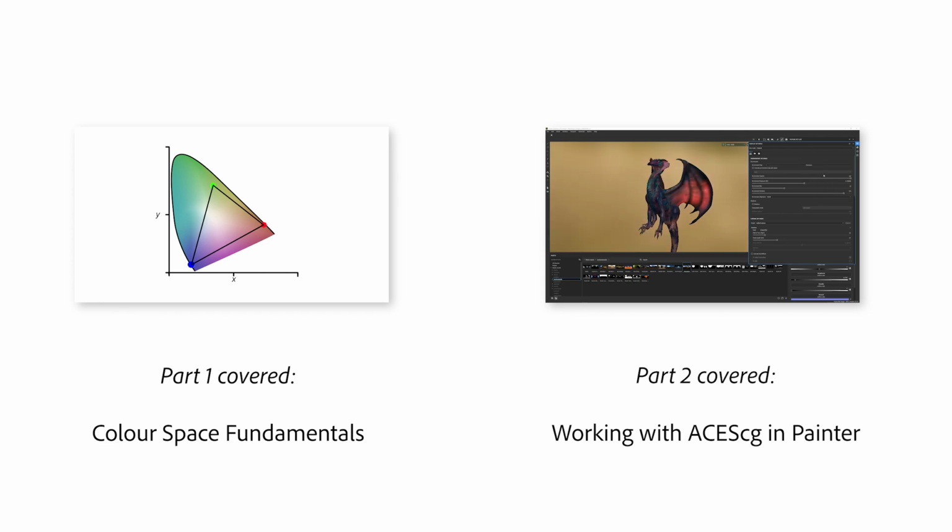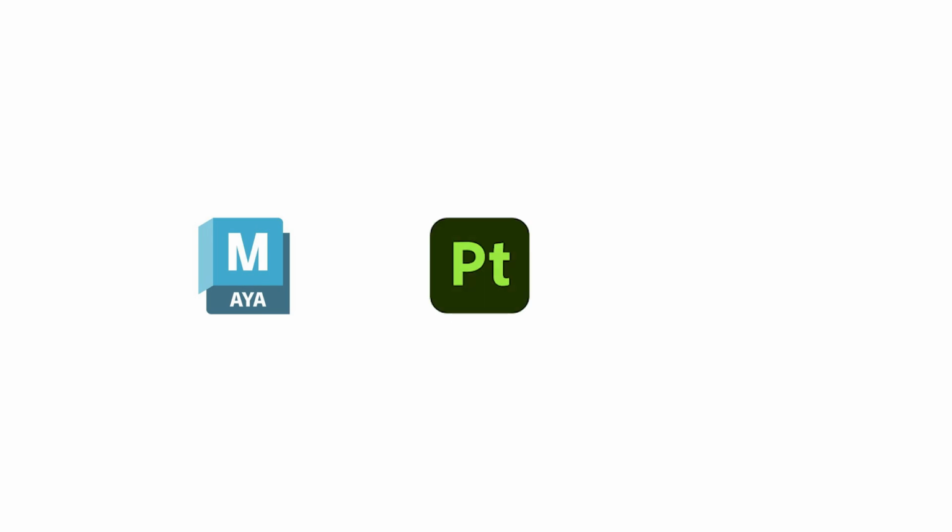In this final part, we're going to quickly look at correctly importing our textures into Maya to get an ACEScg render matching our Substance Painter viewport.